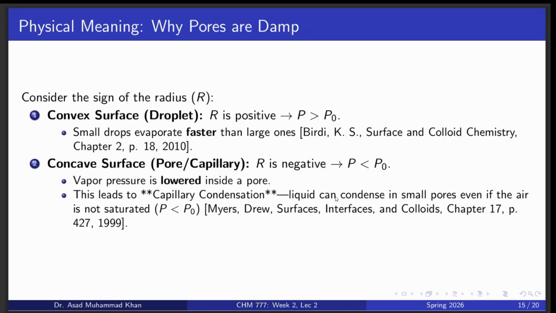If we have a concave surface, that is, if we have a pore or capillary, then r is negative. P will be smaller than P naught. Vapor pressure is lowered inside a pore. This leads to capillary condensation. Liquid can condense in a small pore even if the air is not saturated.